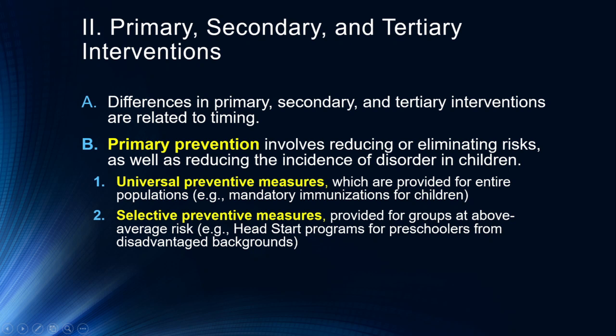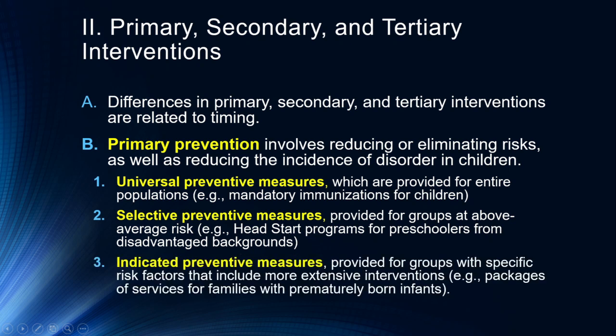Selective preventative measures are provided for groups at above average risk. So these are the kind of things we might talk about in at-risk groups who are in things like violence-prone regions, so places where there are civil wars going on. We might try to provide some kind of preventative measures for those really at-risk groups, people from other disadvantaged backgrounds, high levels of poverty, stress, etc. Things we can do to try to prevent some of the issues that we're going to talk about and try to get them every advantage.